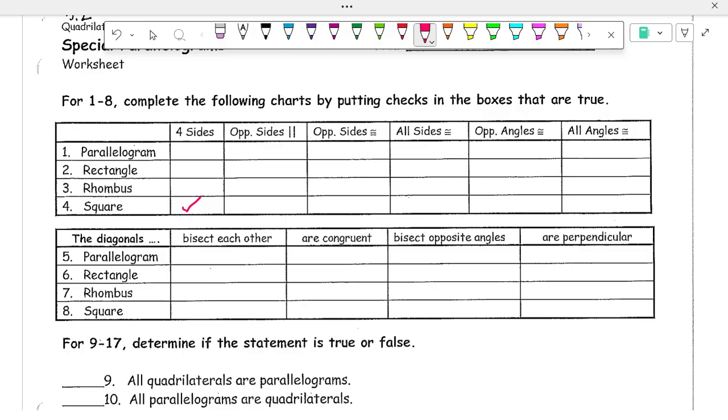Now, once you get it done for your one shape, compare with your group. I'm going to give you guys, let's start with 7 minutes, see where we're at. Again, we've already talked about all of these properties. There should be nothing new.